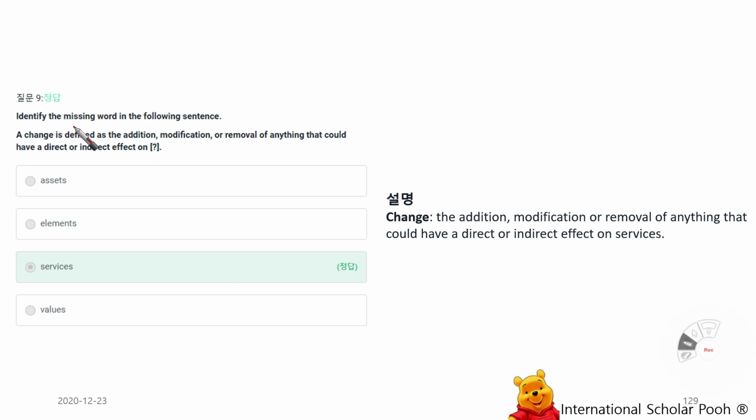Identify the missing words in the following sentence. A change is defined as an addition, modification, or removal of anything that could have a direct or indirect effect on services. Change: the addition, modification, or removal of anything that could have a direct or indirect effect on services.